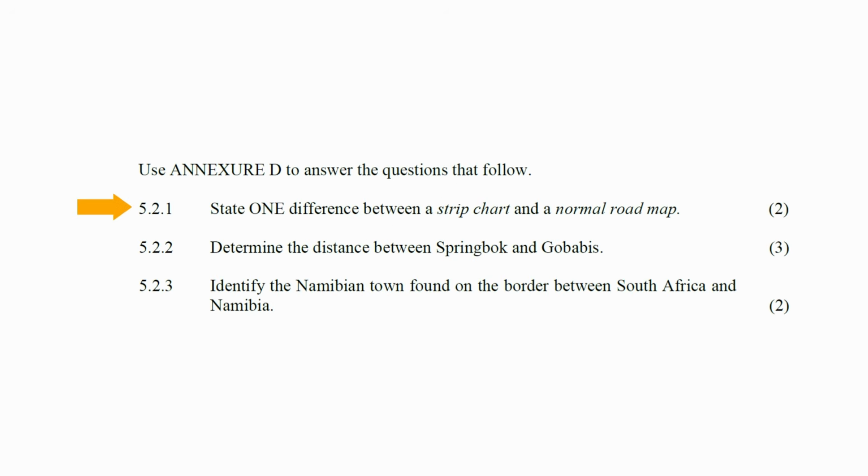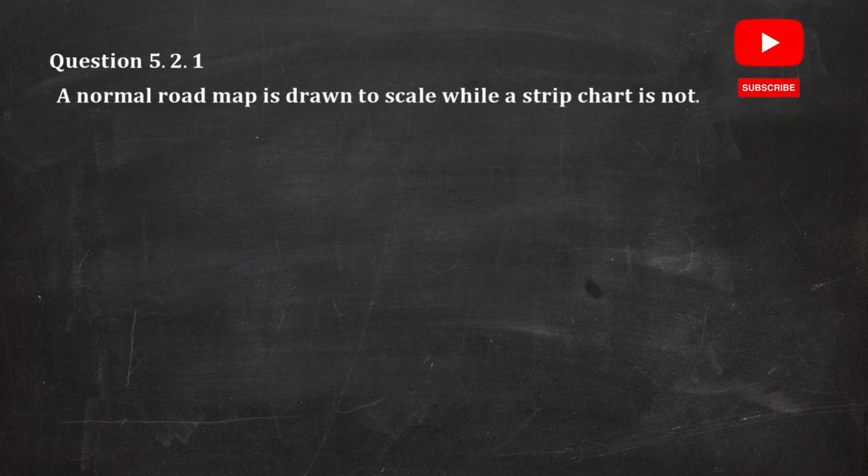In question 5.2.1, you have to state one difference between a strip chart and a normal road map. A difference between these two types of maps is that a normal road map is drawn to scale while a strip chart is not.